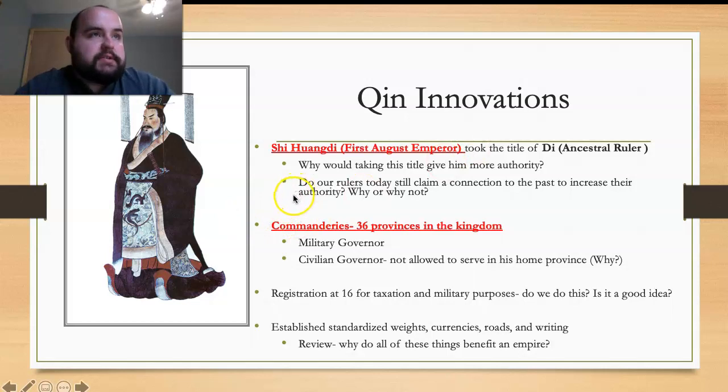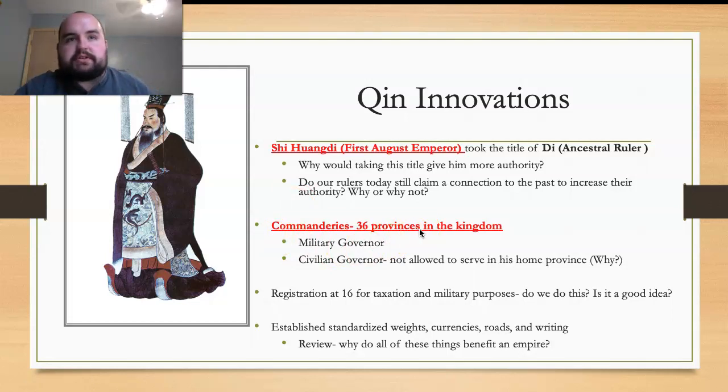It's very similar to how pretty much every American politician today tries to claim some kind of connection to the Founding Fathers. They're carrying out the wishes of the Founding Fathers. They would have the blessings of the Founding Fathers, something along those lines. It's essentially trying to claim that you're going to call back or bring back the values of some great period in the past. The Chinese were essentially trying to do the same thing.